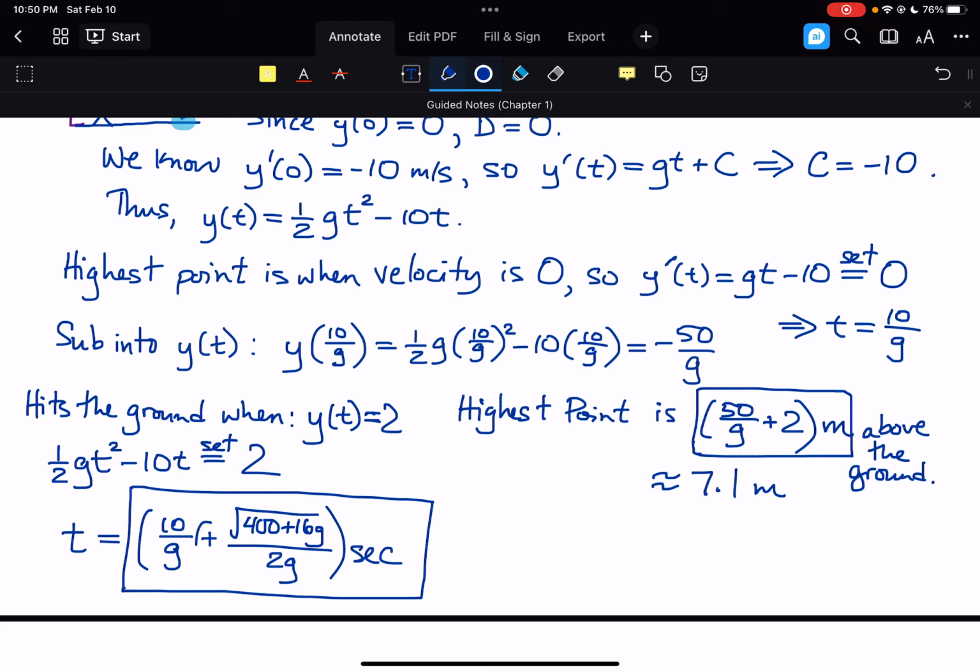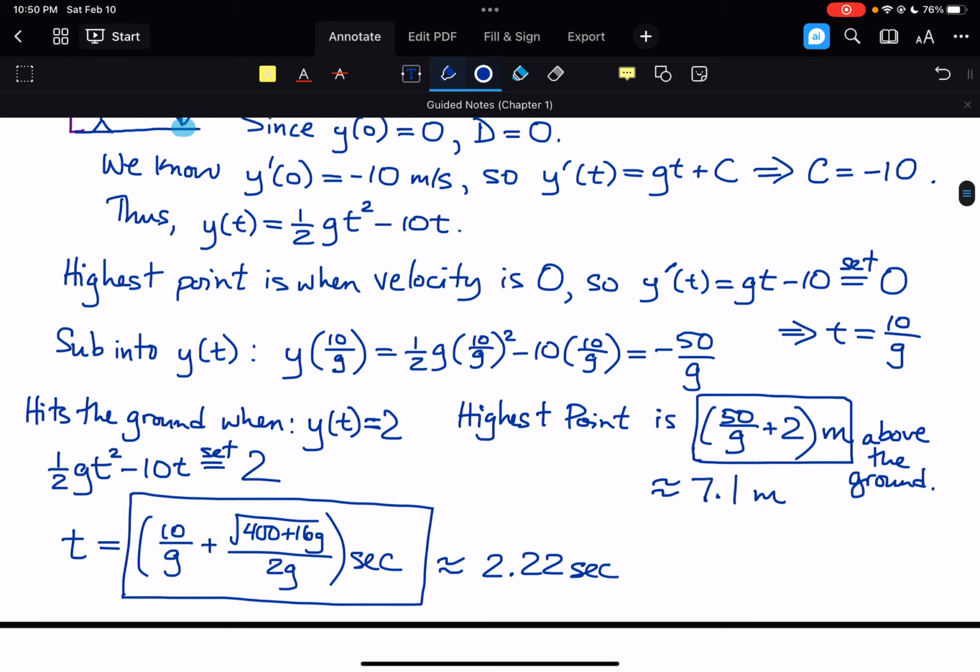We would normally incur a plus or minus case, but the minus case would actually make the time negative. And so in the context, that doesn't really do anything for us. This is approximately, if you substitute in that meter value for the gravity, 2.22 seconds that it takes for the rocket to reach the ground after it has been launched.